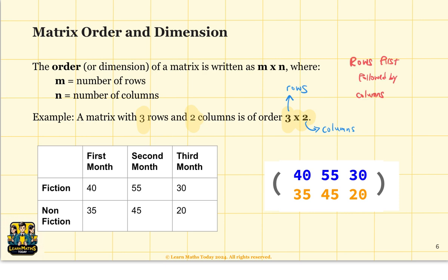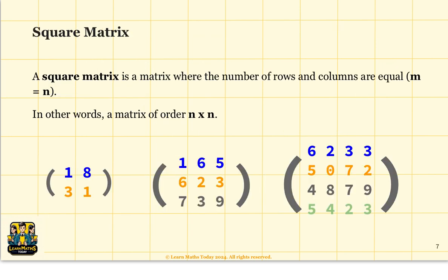The total number of elements in the matrix is the number of rows multiplied by the number of columns. In this case, we have 3 times 2, giving us 6 elements. So anytime you see a matrix, just remember to count the rows and columns to know what the dimension and the order are. That's pretty easy. As the name suggests, a square matrix has the same number of rows and columns.